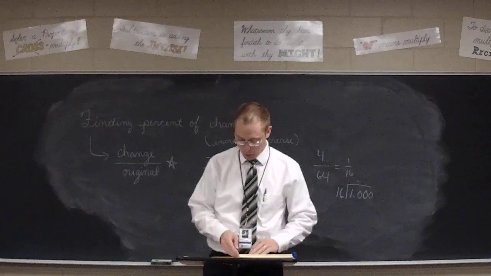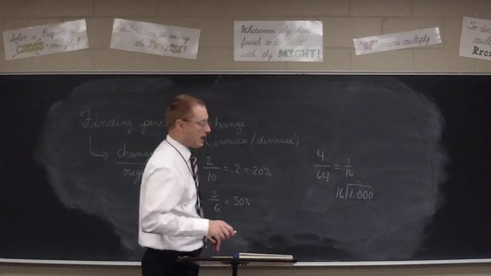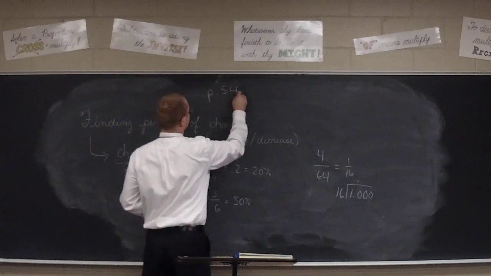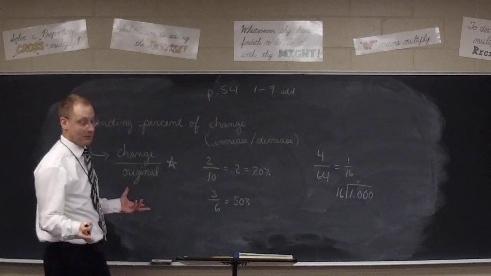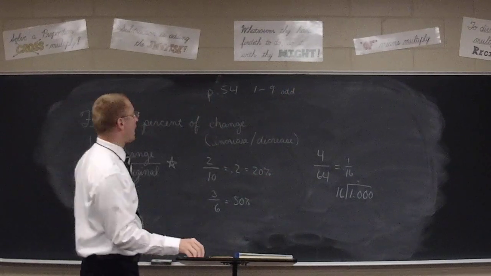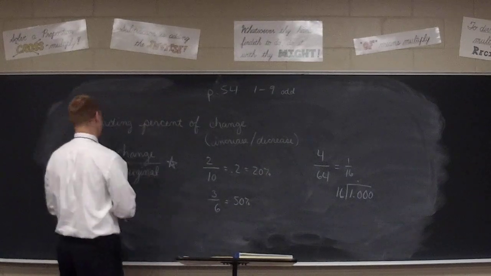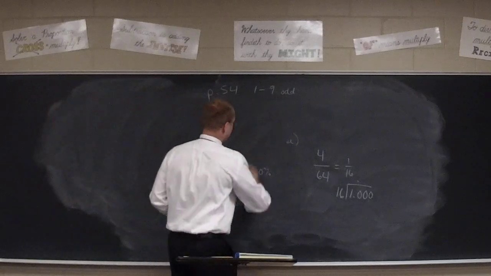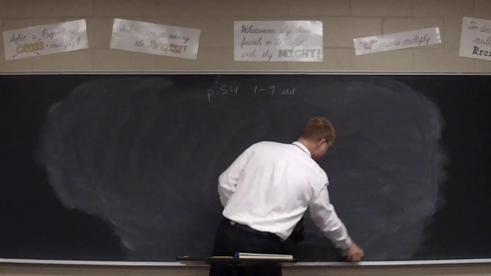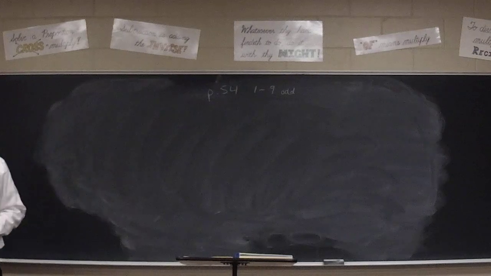Turn over to page 54. I want you to do numbers 1 through 9, the odd. Page 54, numbers 1 through 9, the odd. Find the change unless it's already given, and then you don't have to find it. You can be lazy, which is wonderful. And then divide it by the original. Label as either increase or decrease. Increase if it goes up, decrease if it goes down. 1, 3, 5, 7, 9.